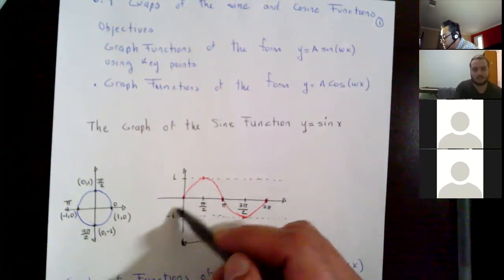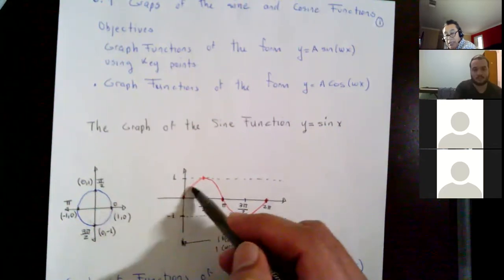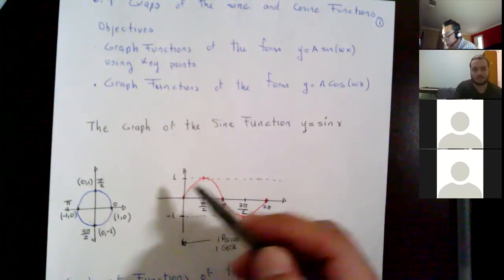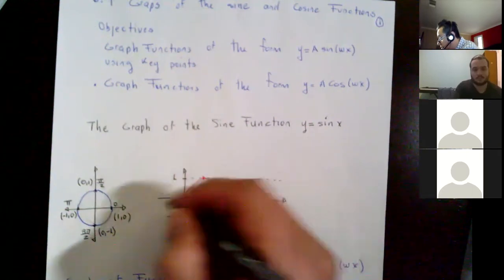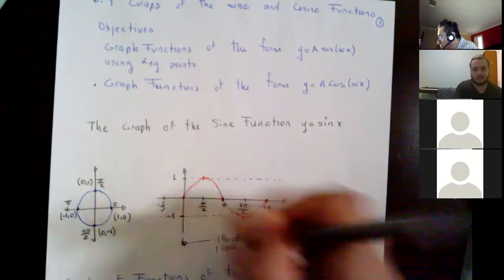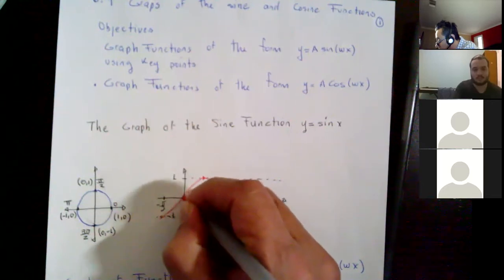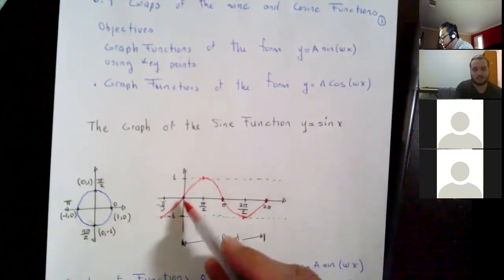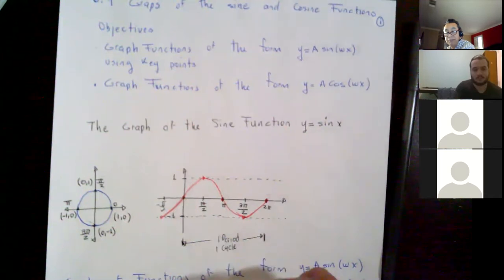Notice, if we continue to the left, that's why the sine is odd. Let's say here is negative pi over 2. And the sine of negative pi over 2 equals -1. So notice the sine is odd because it's symmetric with respect to the origin. That's why the sine is odd. All right, so this is the sine, by the way.